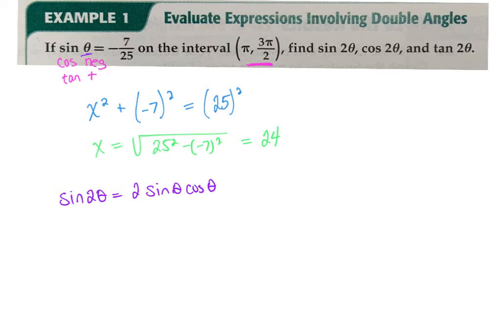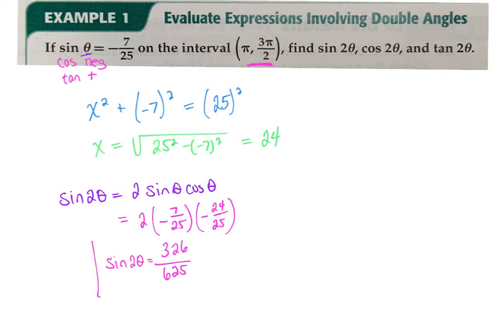I'm going to say then that's going to equal 2. They already gave me my sine. That's negative 7 over 25. My cosine is going to be x over r. It's also going to be negative 24 over 25. And so I'm going to get 326 over 625. 25 squared. All right. That is my sine of 2 theta, the double angle.